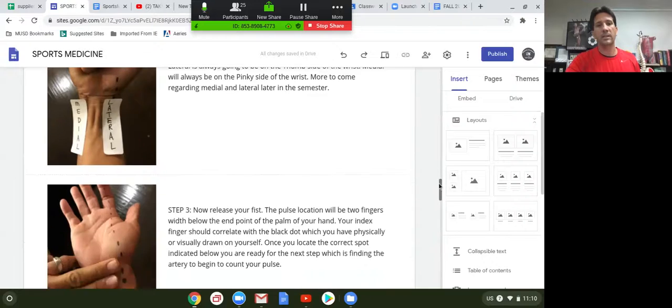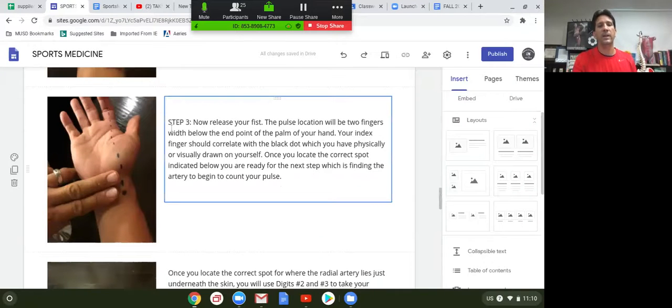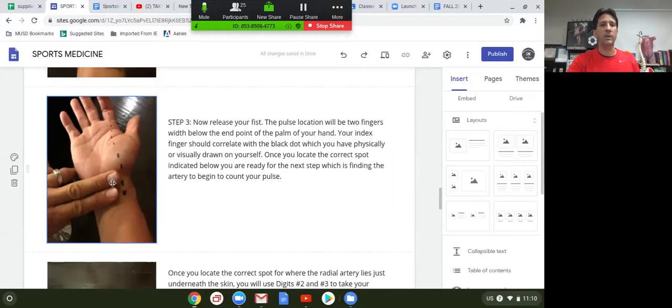Now, as I did in the video, release your fist. The pulse location will be two fingers width below the end point of the palm of your hand. Your index finger should correlate with the black dot, which you have physically or visually drawn on yourself. Once you locate the correct spot, you're ready for the next step, which is finding the artery to begin to count your pulse.